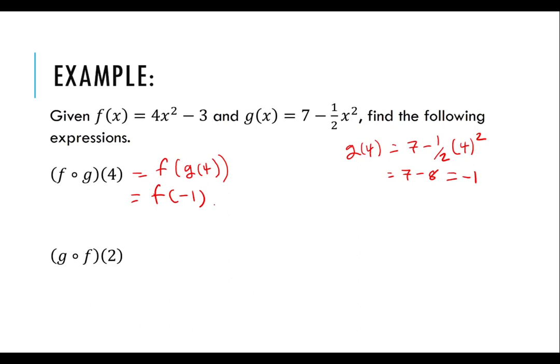Then, what's f of negative 1? f of negative 1 is 4 times negative 1 quantity squared minus 3. Negative 1 quantity squared is positive 1. Positive 1 times 4 is 4. 4 minus 3. And so f of g of 4 is 1. Let's follow this same pattern.